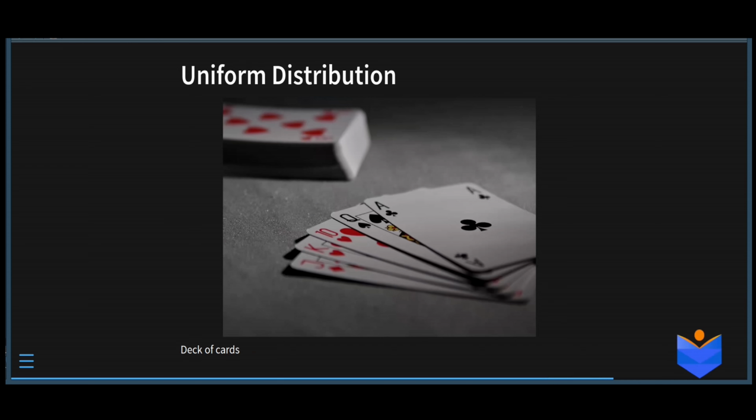Then the uniform distribution. The uniform distribution always has an equal probability for each element. What this means is that, for example, in a deck of cards, the probability of drawing a spade, diamond, or any other suit is equal. And it's also the same for a die. That's another example of a uniform distribution.